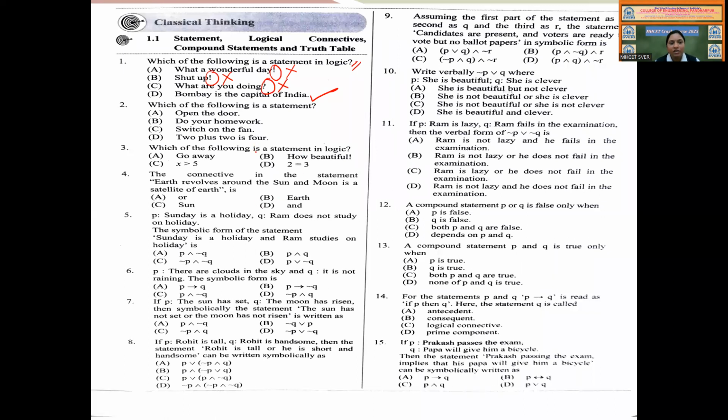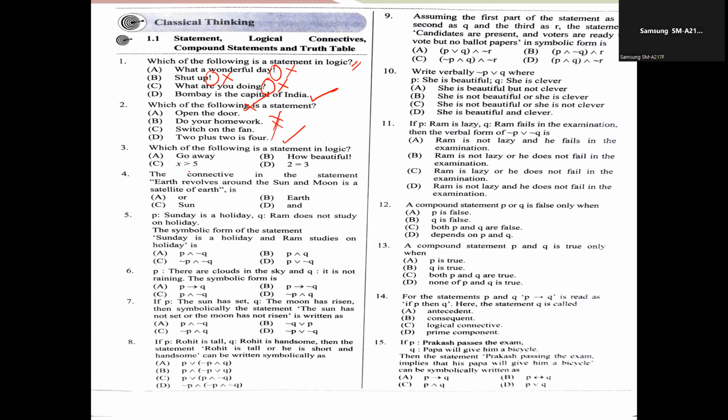Next, which of the following is a statement? Open the door. Option number D. Do your homework. 2 plus 2 is 4. Correct? Yes, ma'am.